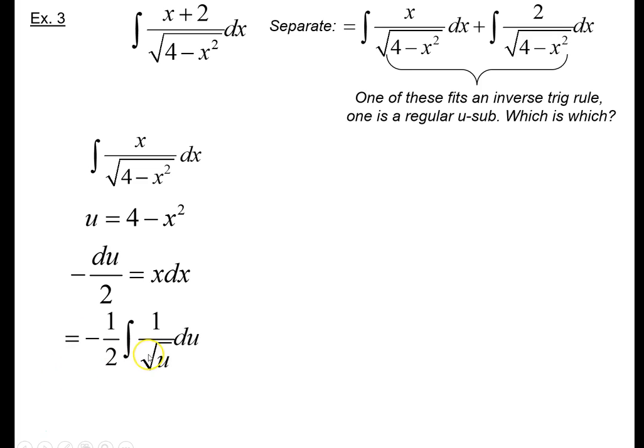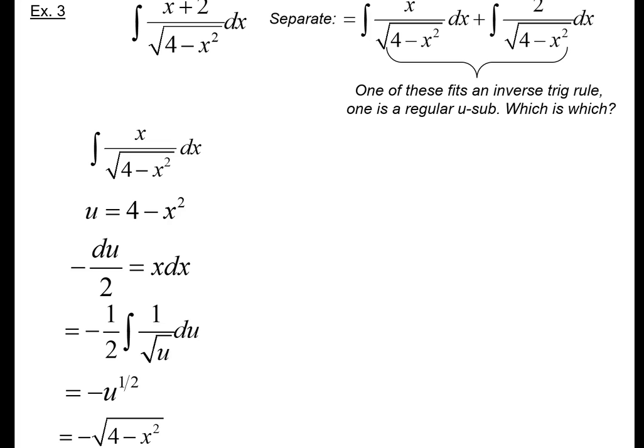So we have negative 1/2 times the integral of 1 over the square root of u du, which becomes negative u to the 1/2. Pause the video and do the power rule. This is u to the negative 1/2. Add 1. You should get this expression when you simplify it. And then go back and replace u, of course, with the 4 minus x squared.